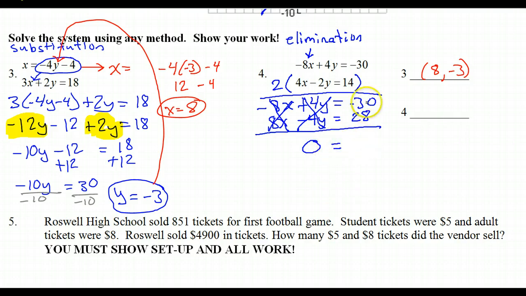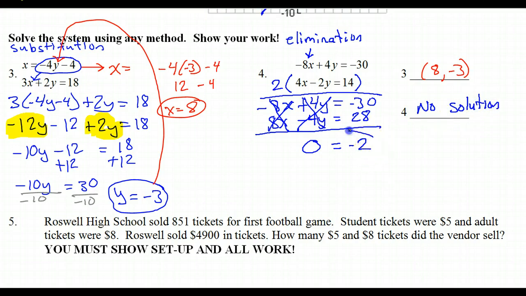These don't cancel out, however. I'm left with this negative 2. Now, when everything cancels out, when all the variables cancel out, and I'm just left with a number equal to a number, it's either going to be no solution or infinitely many solutions. Which situation is this? This is your no solution.